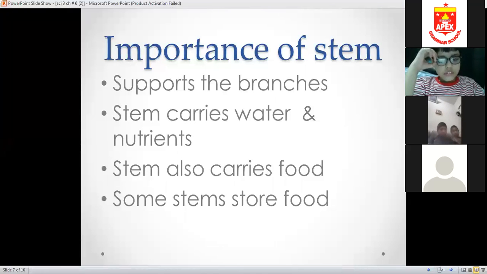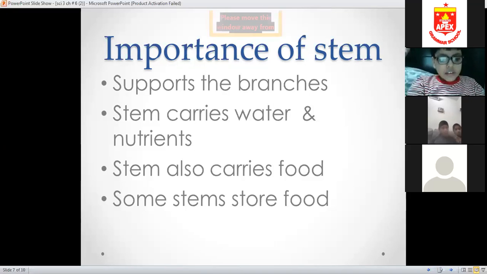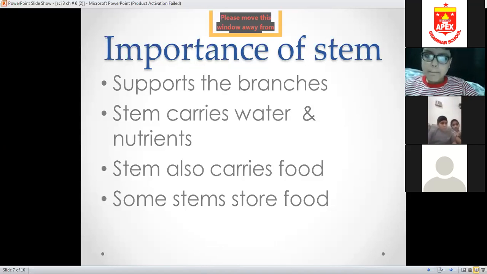In which part do we store food? Okay, I will give you a little hint. We eat the fries of it. Which fries do we eat? Potato. Yes, potato. So potato is a stem where all the food is going to be stored. And I told you earlier, that's why you are not listening to me properly. This is the biggest.